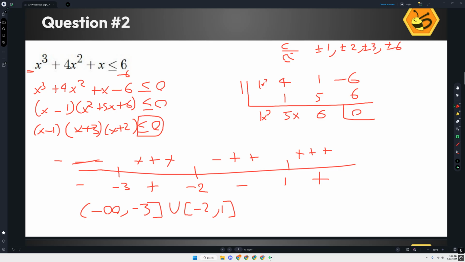Yeah, you won't need these on the FRQs. You might need sign charts for the MCQs to find the interval from a set of options. You'll only see this on MCQs. You won't see it on the FRQs. So any questions about question number 2?